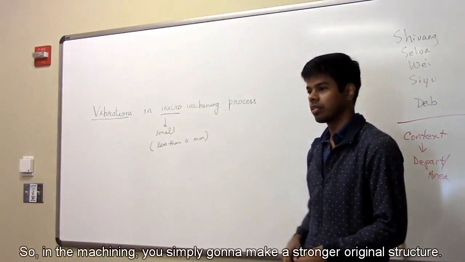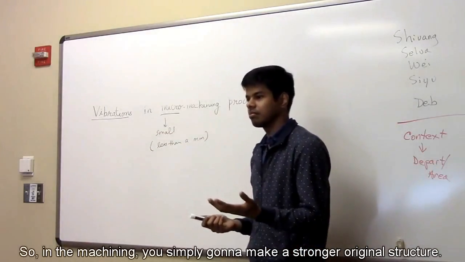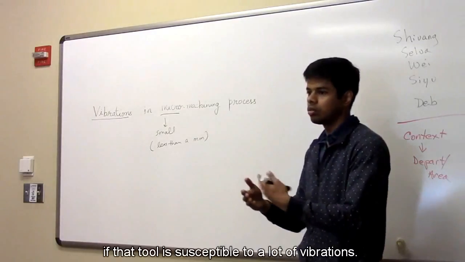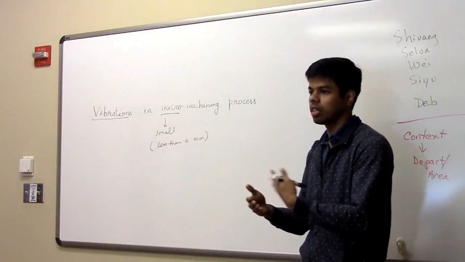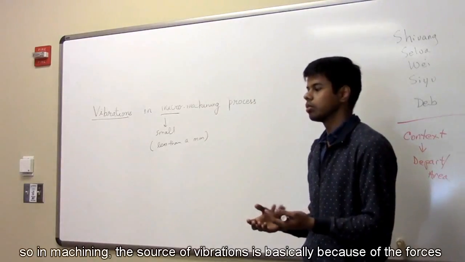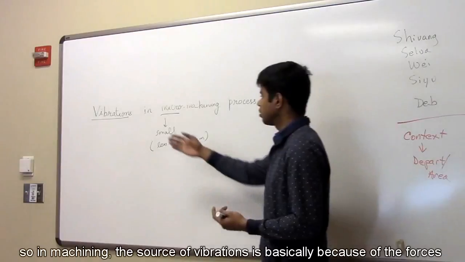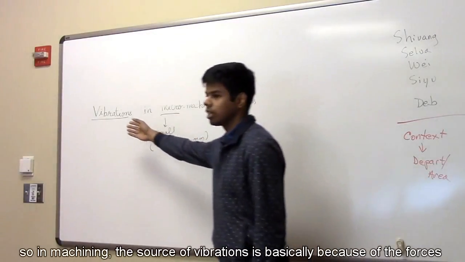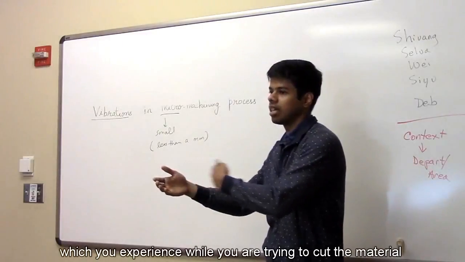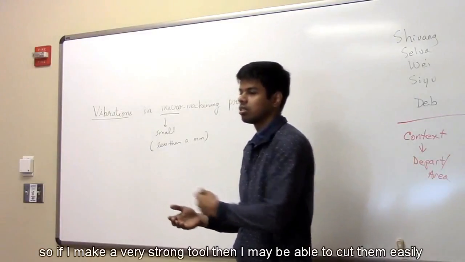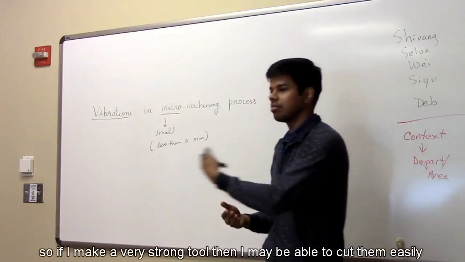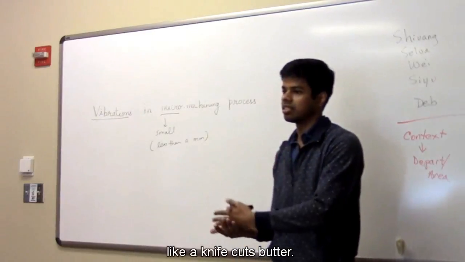So in machining, you're simply going to make a stronger original structure? Is that what you're saying? A stronger tool maybe, if that tool is susceptible to a lot of vibrations. In machining, the source of vibrations is basically the forces which you experience while you are trying to cut the material. So if I make a much stronger tool, then I may be able to cut easily, like a knife cuts butter.